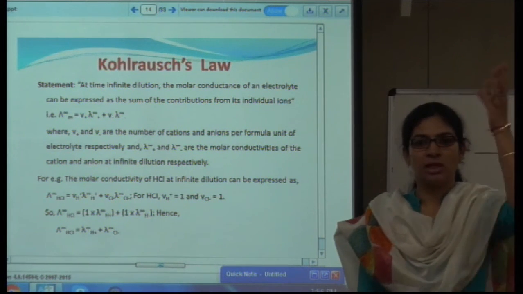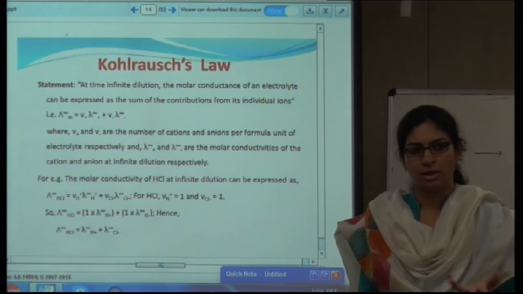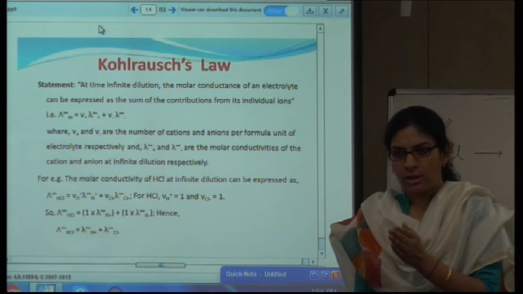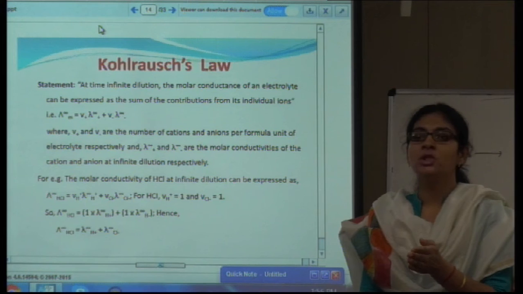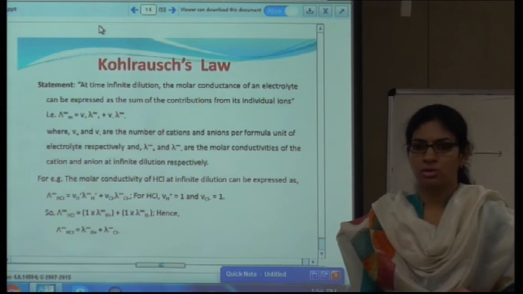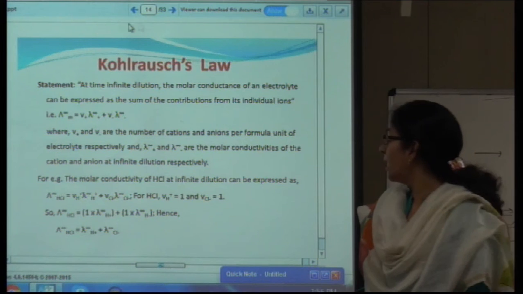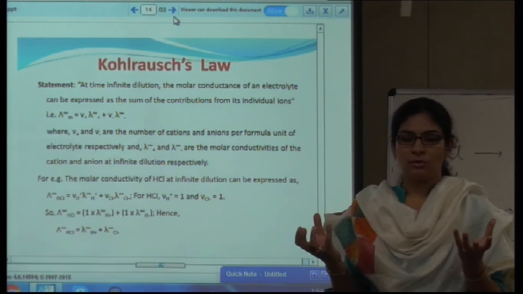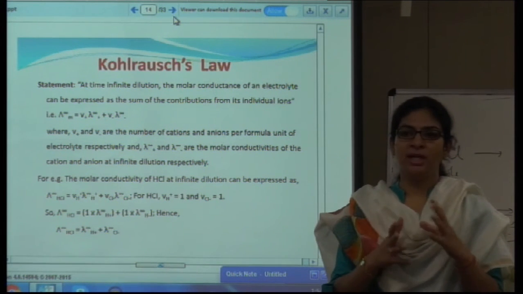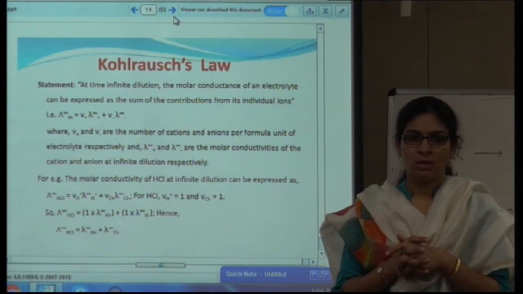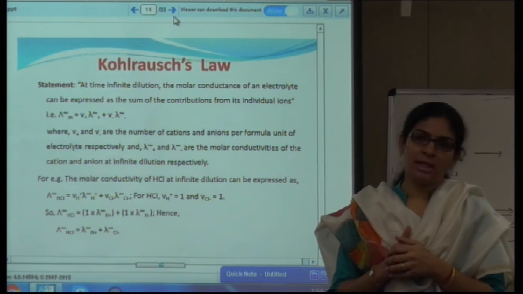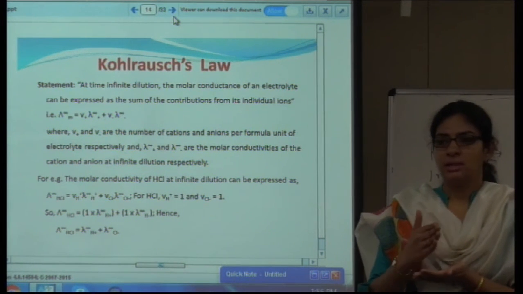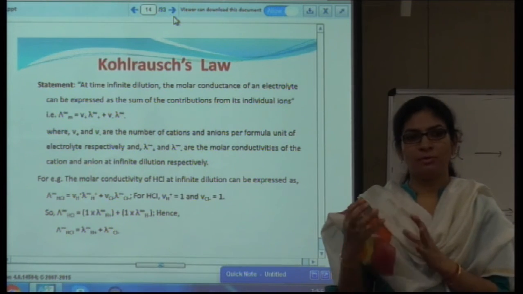It is not that you will reach infinity and see what the value of lambda at the infinity point is. Practically, infinite dilution means the point at which dilution causes no further increase. That is infinity. At that moment there are no interionic forces, so each ion can move independently of each other. Then their molar conductance will be the sum of the molar conductance of the individual ions.